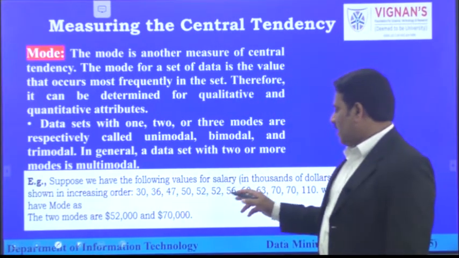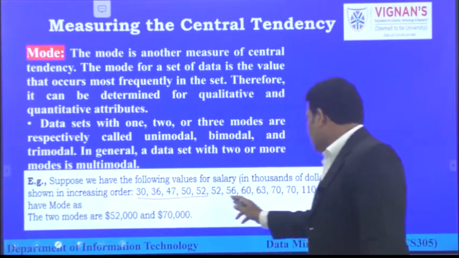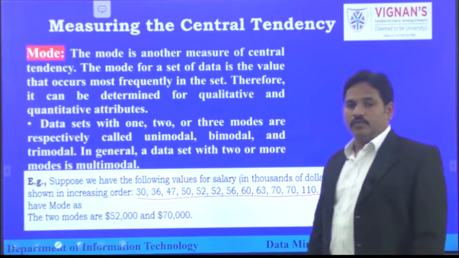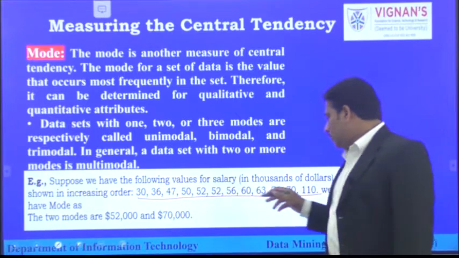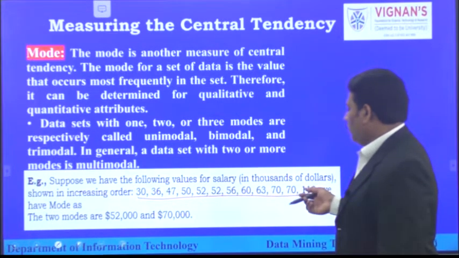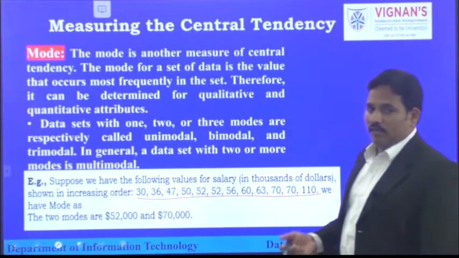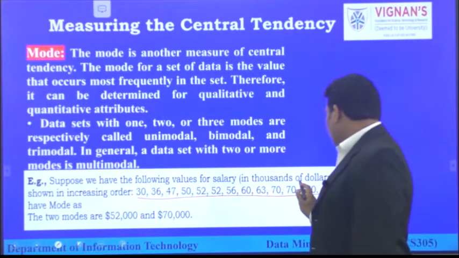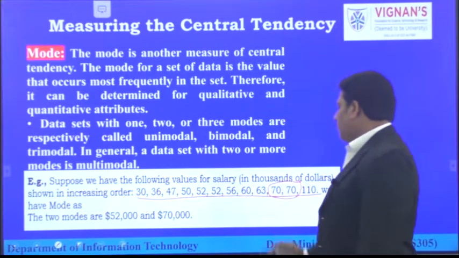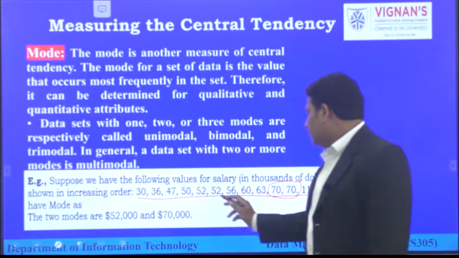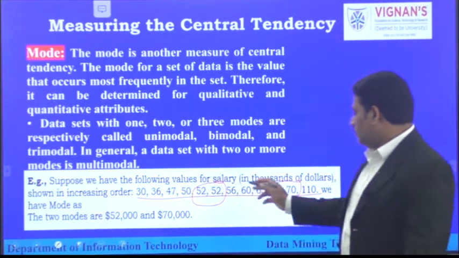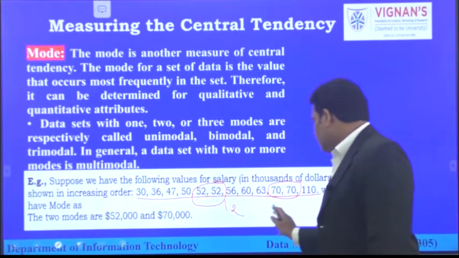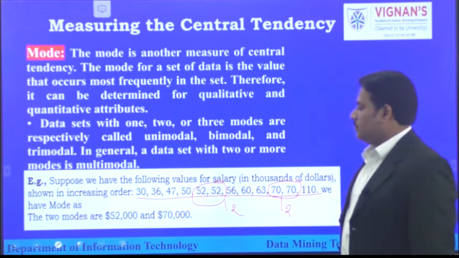So in this salary attribute, in total we have 12 attributes. The same example we are continuing. Now among these, let us find the value which is repeated more than once or twice. If you look carefully, the value 70 is repeated twice, and there is one more value which is repeated more than one time, that is 52, repeated 2 times, and 70 repeated 2 times.